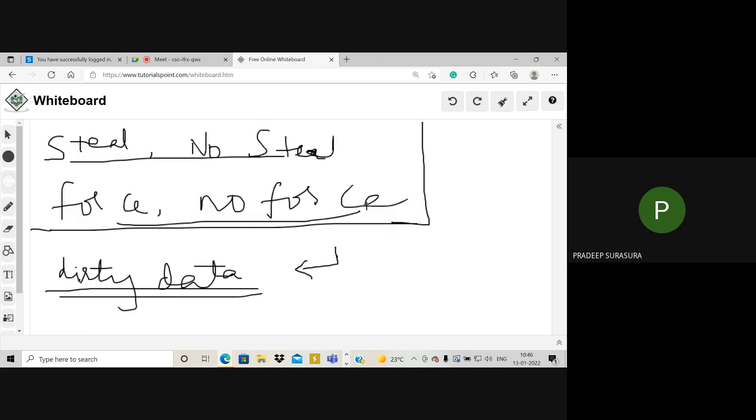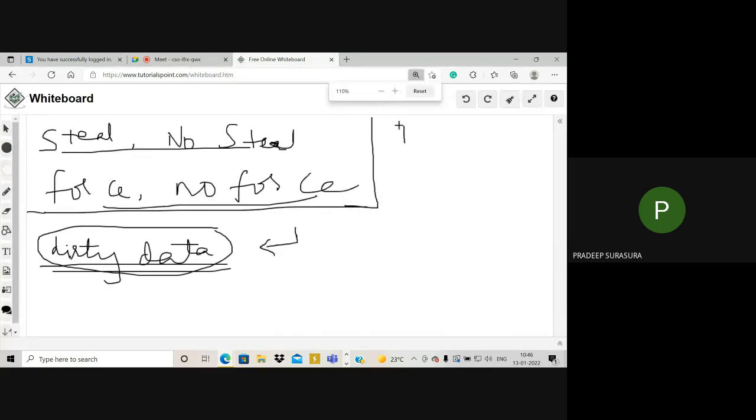That's it. Now, what is the meaning of steal? What is the meaning of no steal? What is the meaning of force? What is the meaning of no force? You understand. And subsequently, you will learn what is dirty data. Now, every time you have to read the data. So any transactions you are doing, you need to read the data.